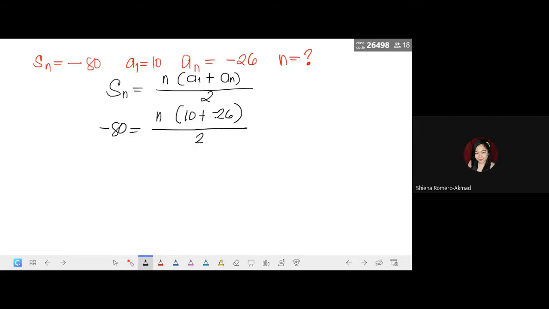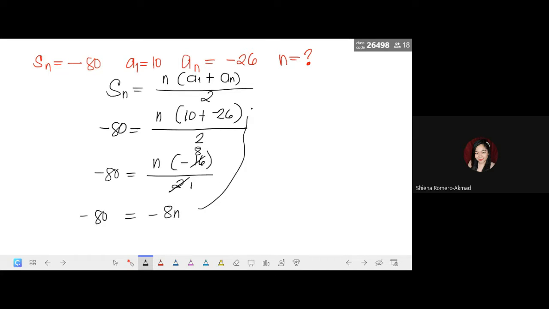I-solve muna natin ito. Pag divisible siya sa 2, divide natin. So, we have negative 80 equals n. 10 plus negative 26 is negative 16. O, divisible siya. Pwede tayo mag-divide. 16 divided by 2 is 8. So, negative 8. Negative 8n. Kasi negative 8 times n na yan.